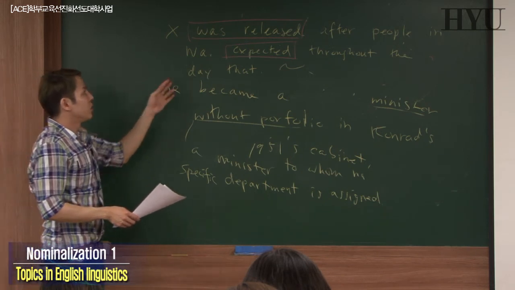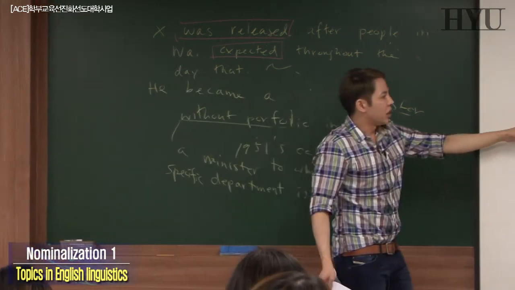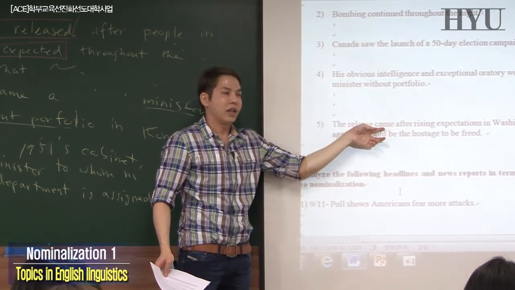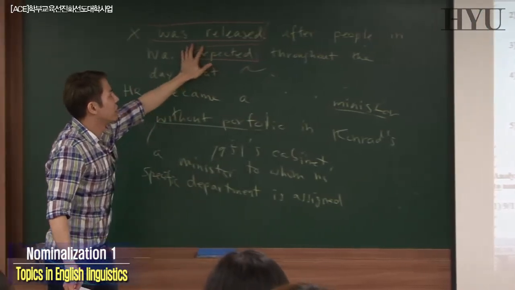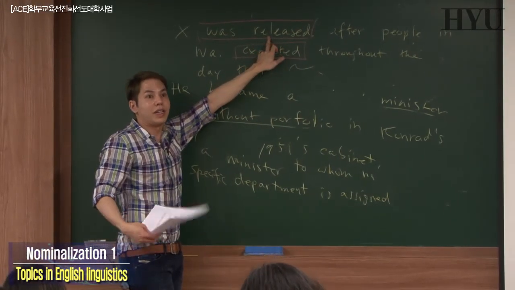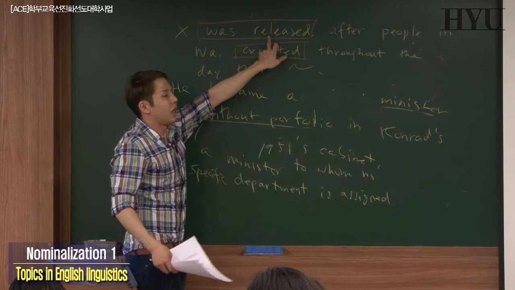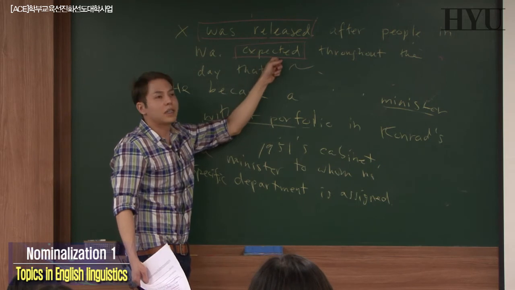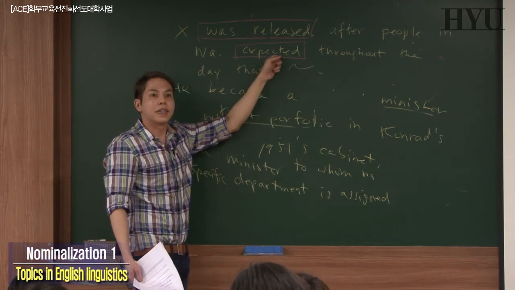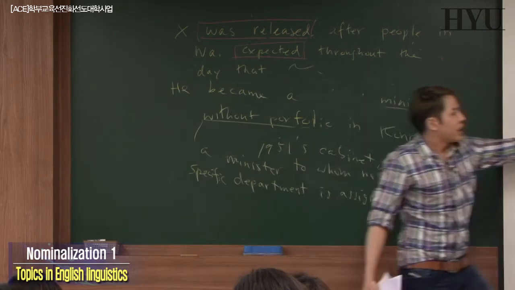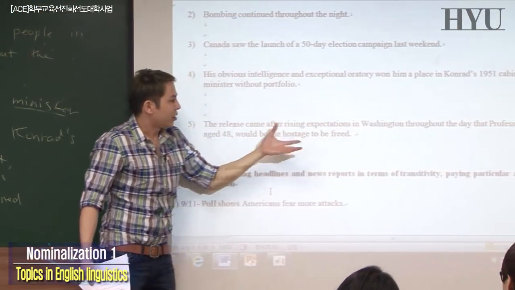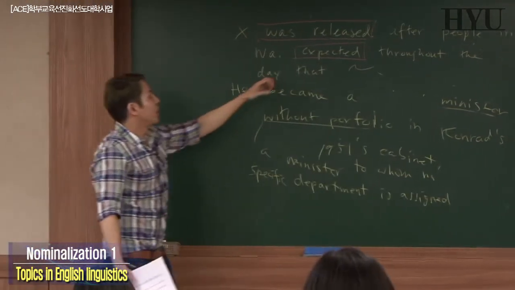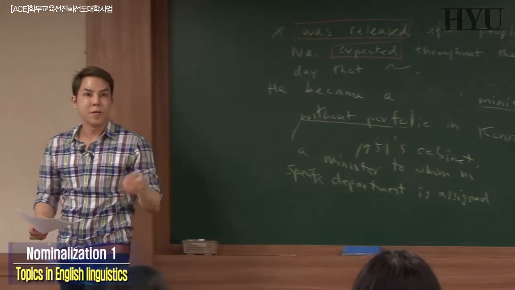The difference between the two versions is, in this version, it's like as if the release was a human participant that can come, right? Whereas in this version, it's a material process, right? And release is really a material process, basically speaking, right? And after people in Washington expected throughout the day. So in this case, expected is the mental process, right? But here, expectation is not even a process, not even something going on. It's just a noun, right? But here is a mental process, okay, of people.